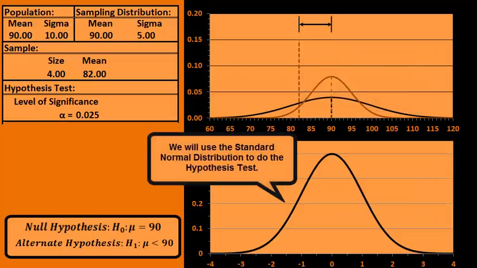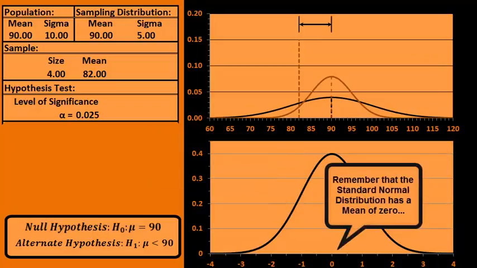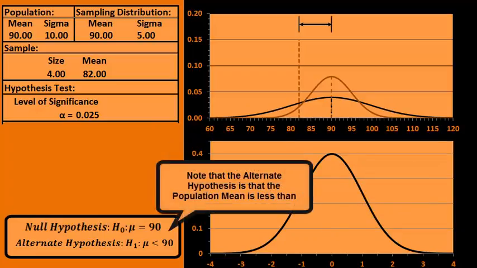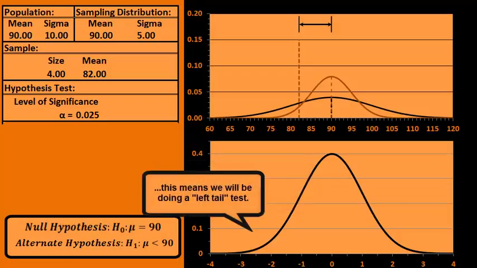We will use the standard normal distribution to do the hypothesis test. Remember that the standard normal distribution has a mean of 0 and a standard deviation of 1. Note that the alternate hypothesis is that the population mean is less than 90. This means we will be doing a left tail test.